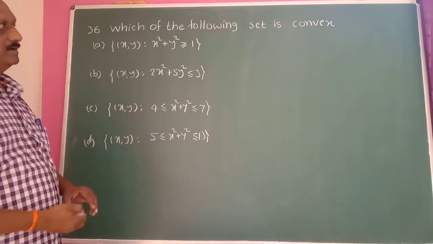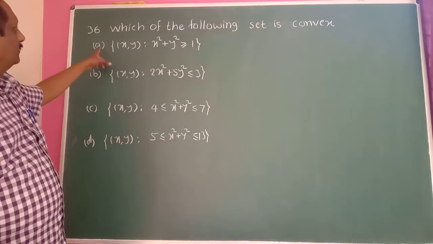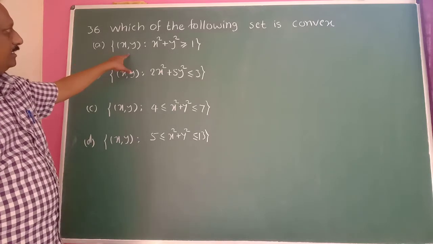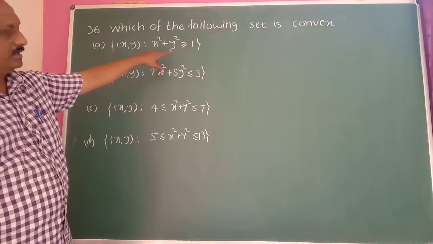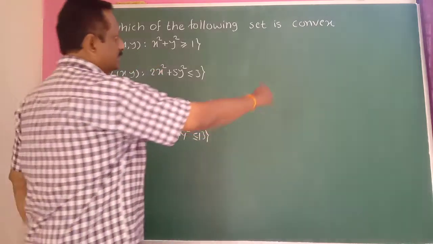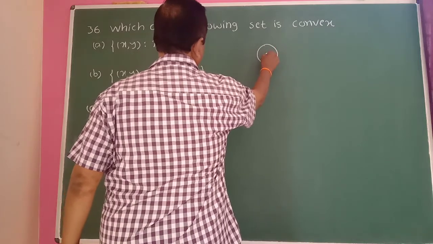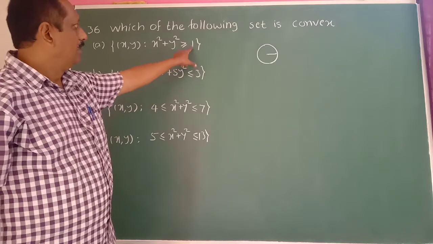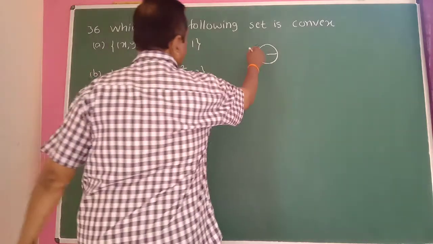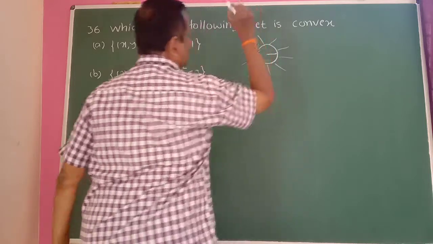Which of the following sets is convex? In the first option, x squared plus y squared is greater than or equal to 1. Obviously it is a circle of radius 1 unit, and greater than means the points are outside the circle. Points are outside the circle.